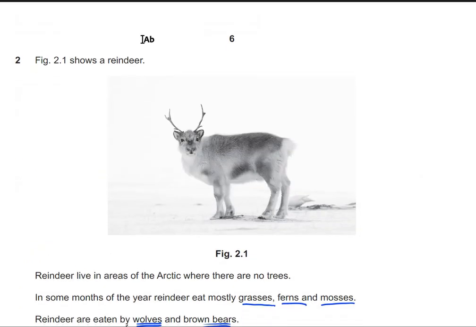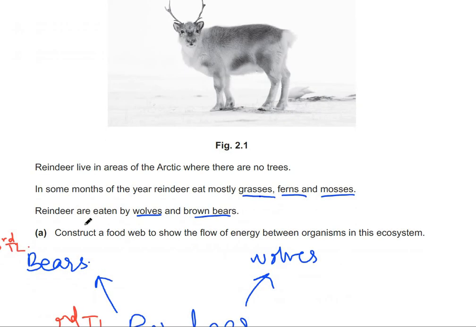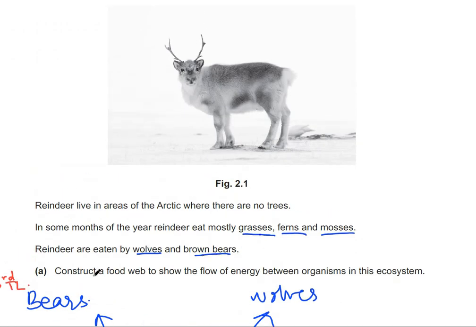So now, question number 2. Reindeer live in areas of the Arctic where there are no trees. In some months of the year, the reindeer eat mostly grasses, ferns, and mosses. Reindeer are eaten by wolves and brown bears. Construct a food web to show the flow of energy between the organisms in this ecosystem. So I have drawn the food web for you.